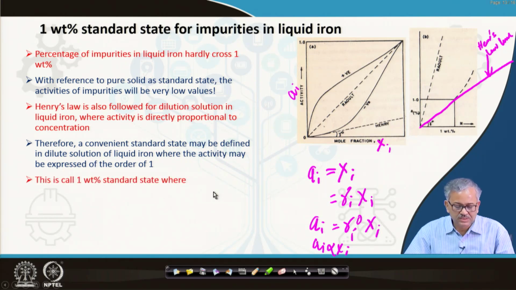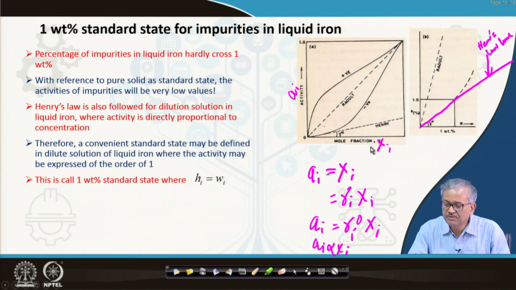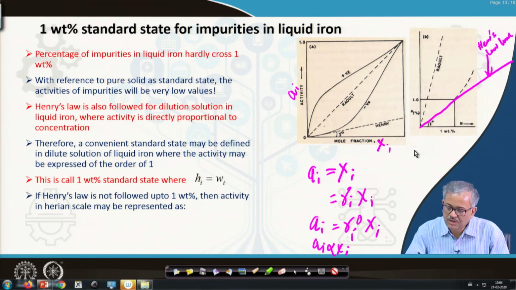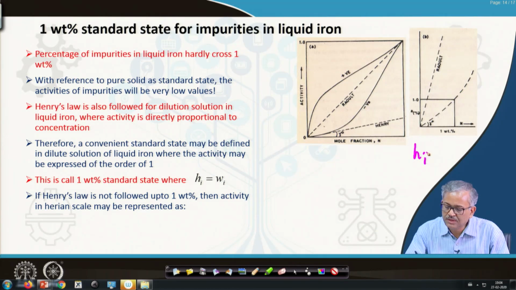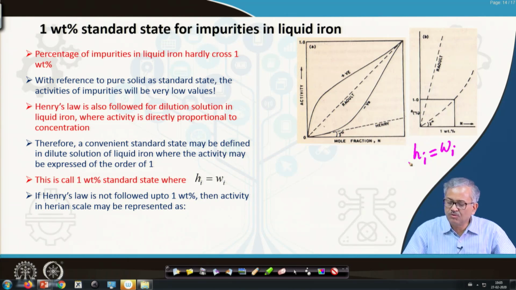In that 1/8% standard state, we can say the activity in the other scale, that is the Henryan scale, is equal to the weight percent, okay. So, we have defined another standard state, where the activity is equal to 1 when weight percent is equal to 1. You can define another activity, Hi, equal to the weight percent of i. This is called the activity on the Henryan scale.